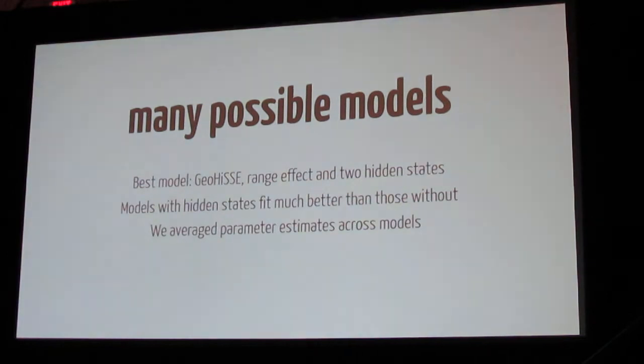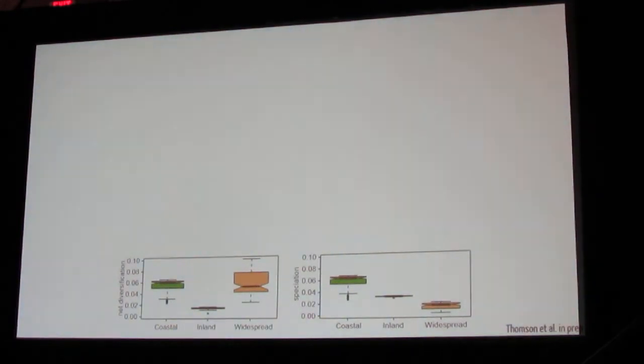We see overall that models that include hidden states fit the data much, much better than those that don't. What that's saying is there's more going on in the diversification dynamics of turtles than just this range hypothesis. For the results I'll show you today, we've basically just taken parameter estimates from those models and averaged them across models.